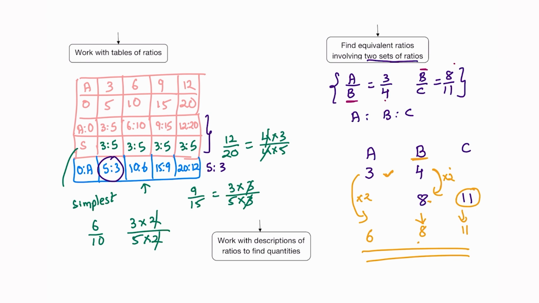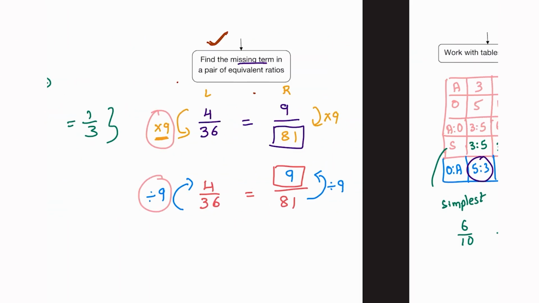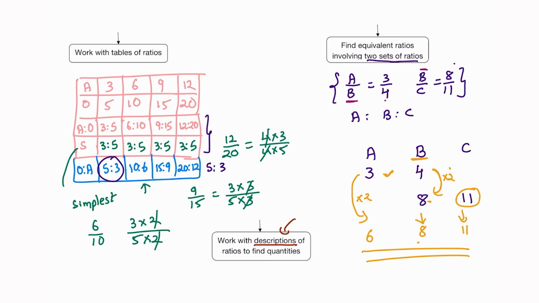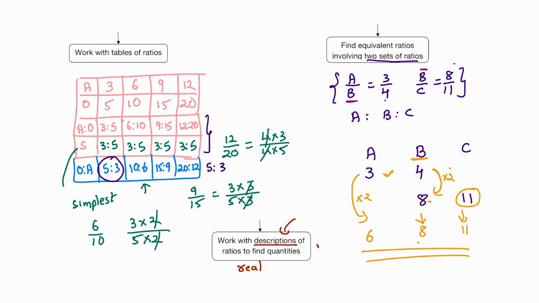And the last we have here is work with descriptions of ratios to find quantities. This is exactly like the missing term that we did. The only difference is this is descriptions. These ratios are not given to you. Description is given. So that's basically real world problems. And we don't do real world problems here. We solve them directly when we do independent practice because that makes it much easier. You have a variety of questions to work upon and apply that knowledge. But if you know this well, doing this should not be a problem.